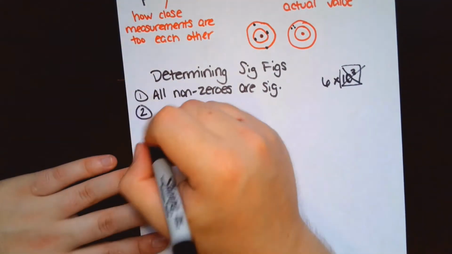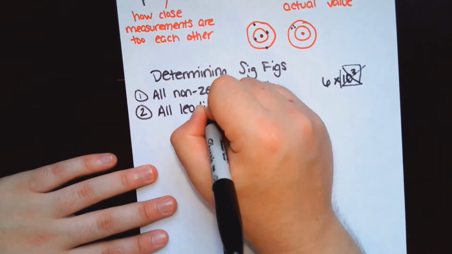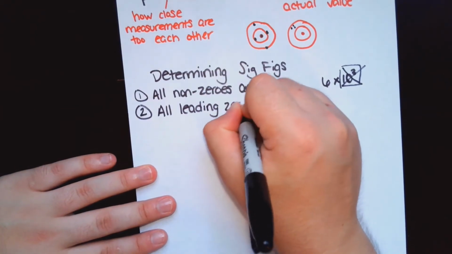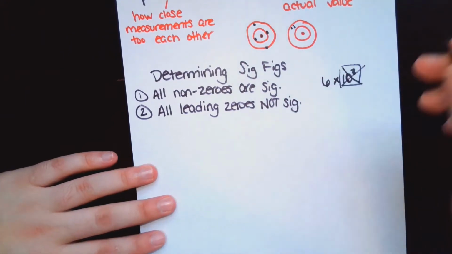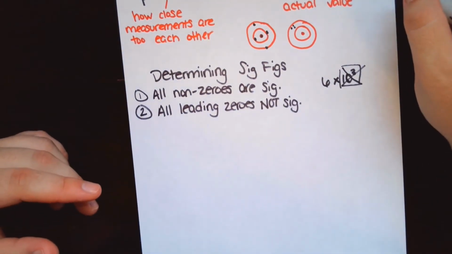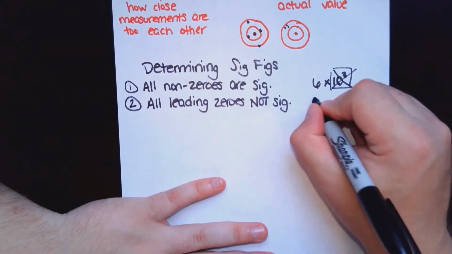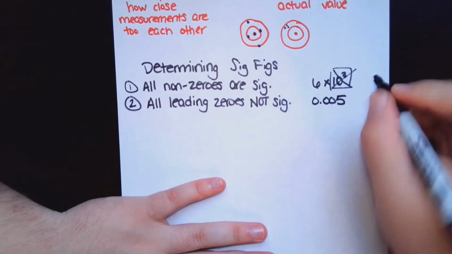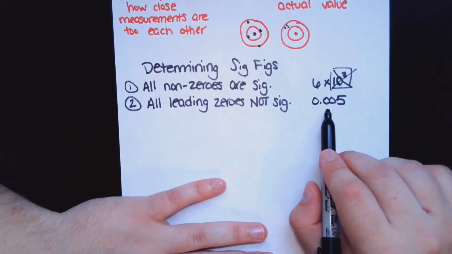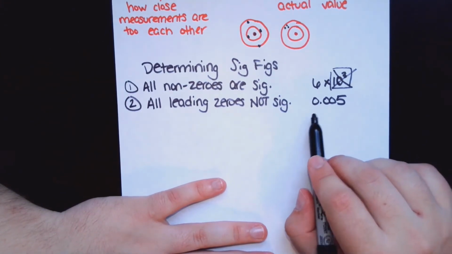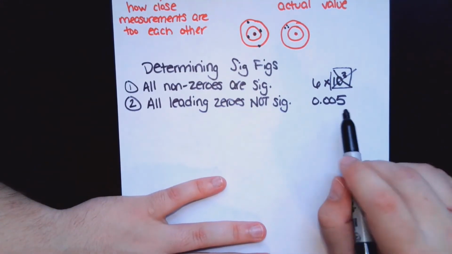Alright, next rule: all leading zeros are not significant. What does that mean? Well, a leading zero is just any zero before your first non-zero digit. So let's say we have 0.005. Left to right, the first non-zero digit is this 5. So any 0 before that is not significant, no matter what. You don't start counting sig figs until you hit your first non-zero number.